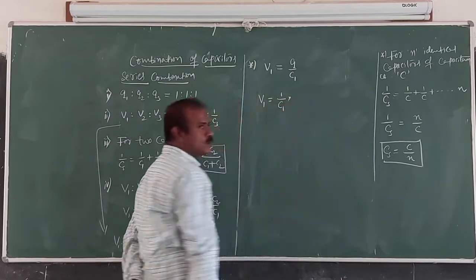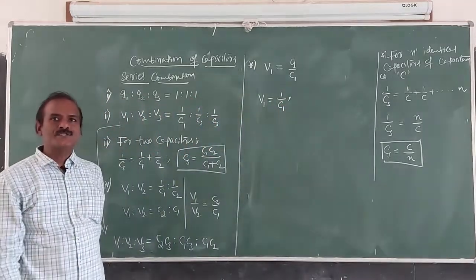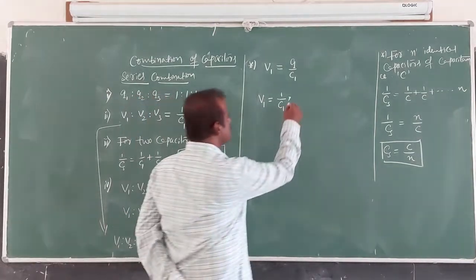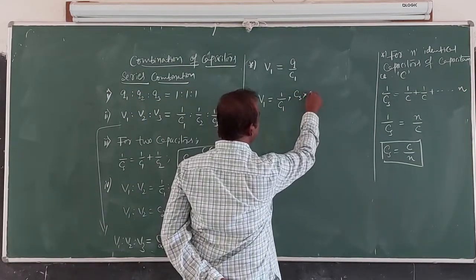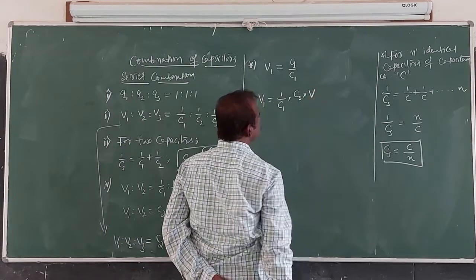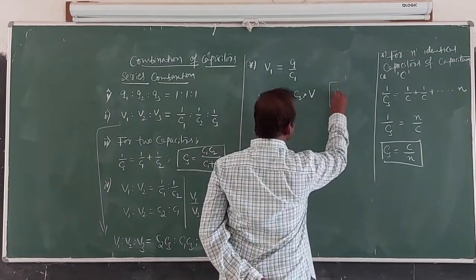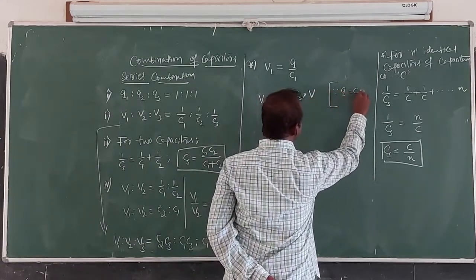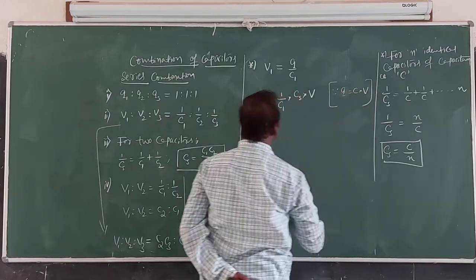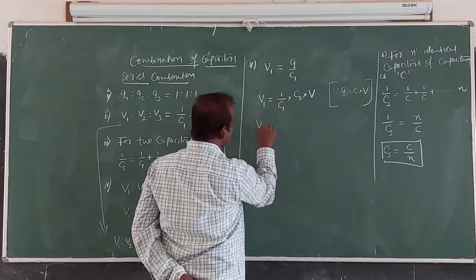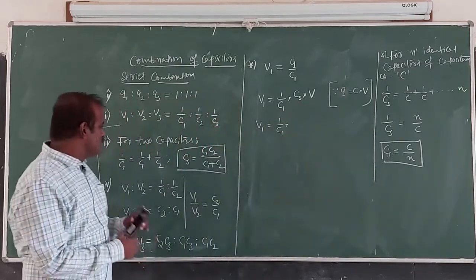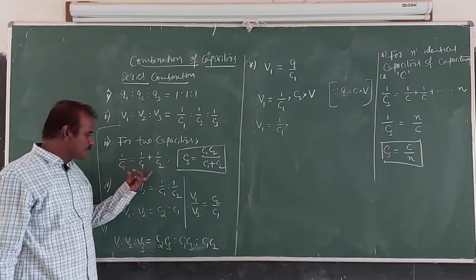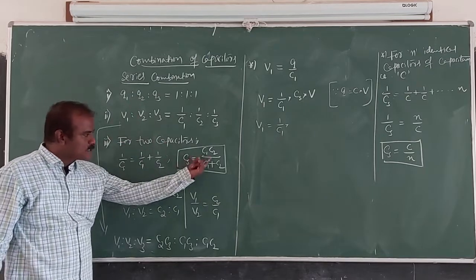Q is the total charge, which can be written as total capacitance into total potential, that is Cs into V. This is because Q is equal to C into V. Now V1 is equal to Q by C1, and what is Cs? If you take 2 combinations, then Cs would be C1 C2 by C1 plus C2.